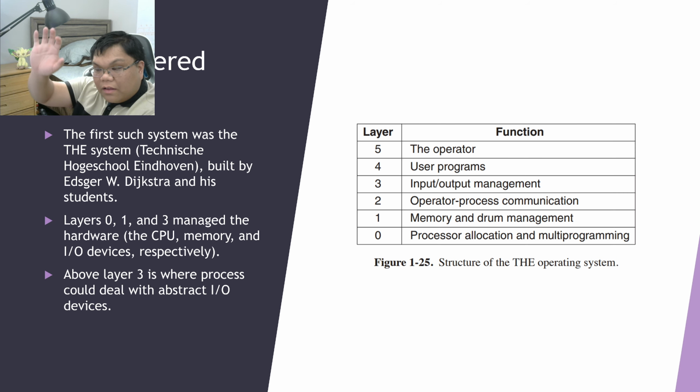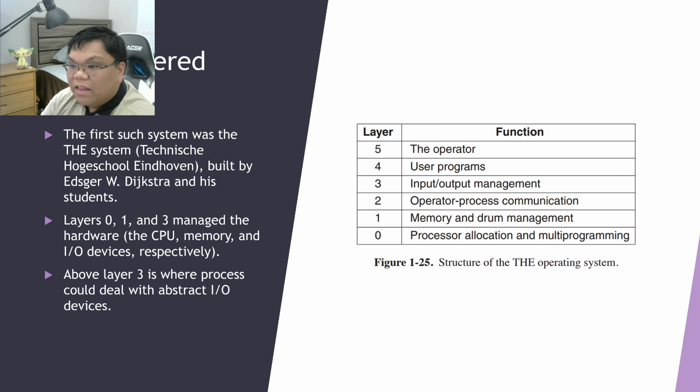The first such layered system was the THE system. This was built by Edgar Dijkstra and his students. And yes, I mean that Edgar Dijkstra of the Dijkstra's pathfinding algorithm fame. Layers 0, 1, and 3 manage the hardware. Layer 0 was the CPU, layer 1 was the memory, layer 3 is the I/O devices. Anything above layer 3 is where we would have our abstractions with I/O devices.